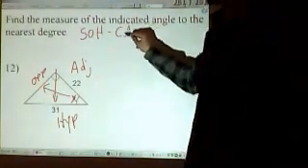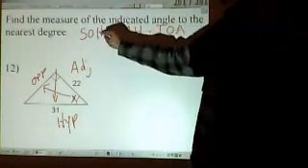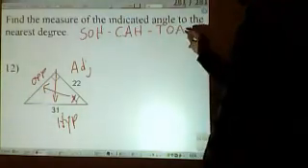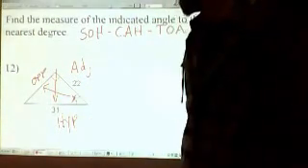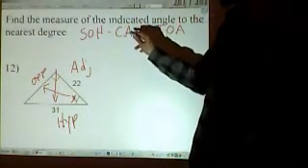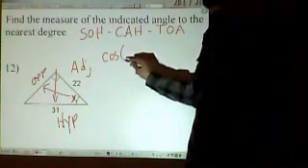So if I look at SOHCAHTOA, just to refresh my memory, which ones have the A and the H in it? Is it SOH? No, it has the O and the H, okay? Is it TOA? No, it has the O and the A. We have the A and the H, okay? So we're going to have to use cosine. That's the only one that has adjacent and hypotenuse.